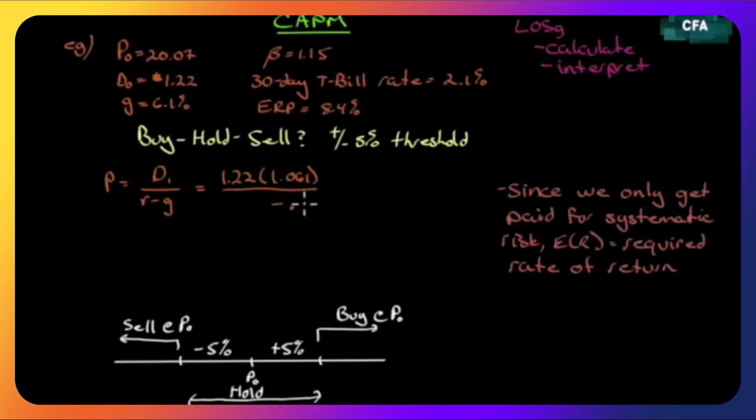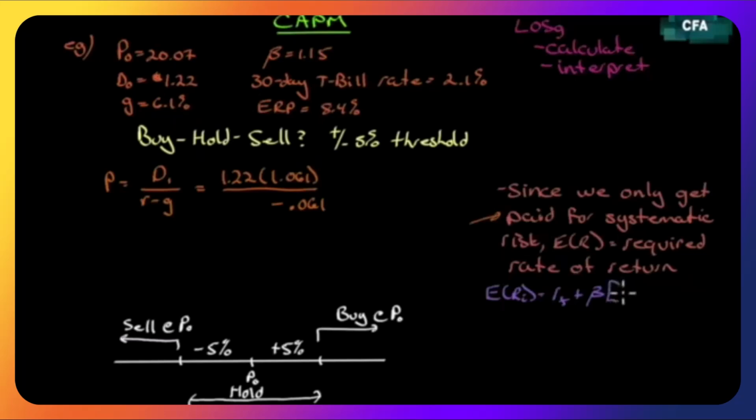And what does the learning objective want us to do? Calculate and interpret the expected return of an asset using CAPM. Since we only get paid for systematic risk, the expected return is the required rate of return. The expected return that we get using CAPM will be the required rate of return because it just tells us what's required for the systematic risk we're taking on. You'll recall the expected return on i is equal to the risk-free rate plus beta times the expected return on the market minus the risk-free rate.